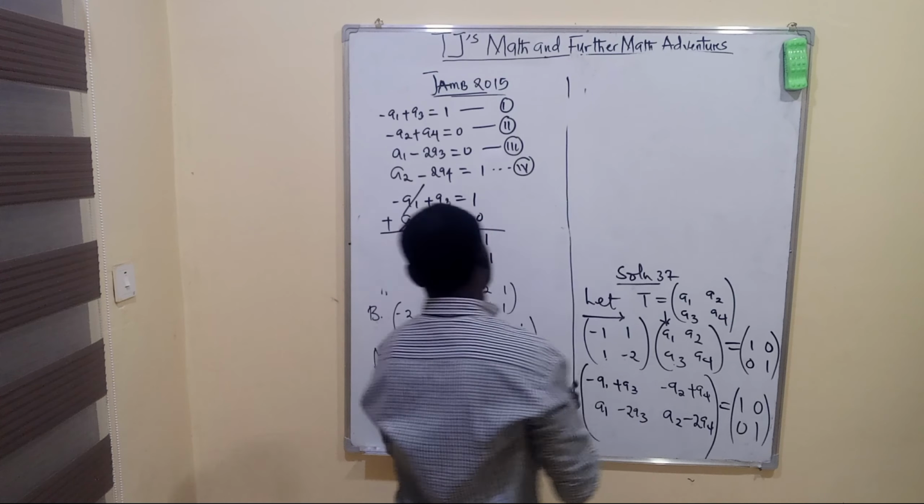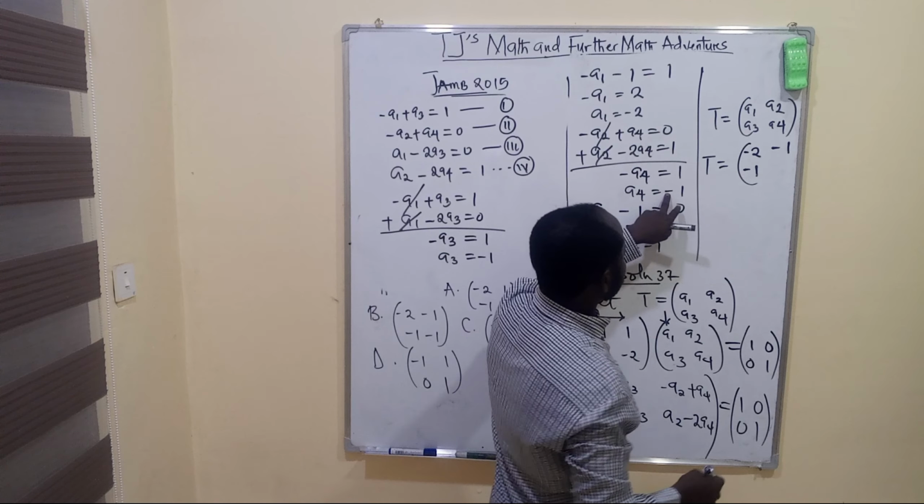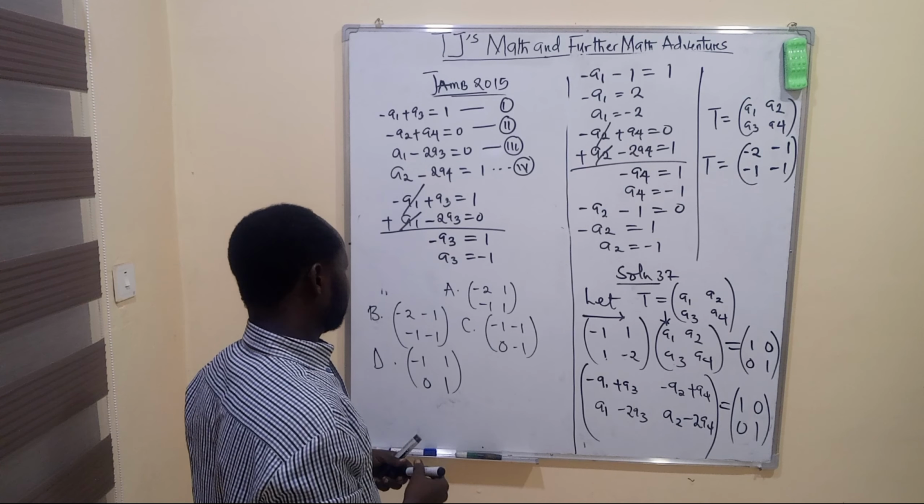Finally, the matrix T, which is giving us A1, A2, A3, A4, will be equal to, anywhere we see A1, we put the value of our A1, which is minus 2. A2, the value of our A2 here is minus 1. A3, the value of our A3 here is minus 1. Next, the last one, which is A4, the value of our A4 is minus 1. So this will be the matrix T.